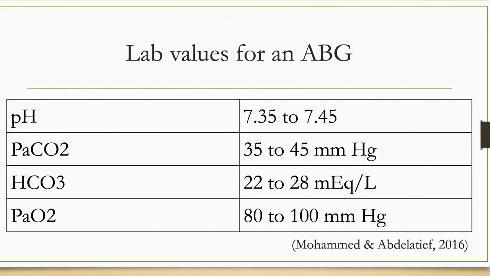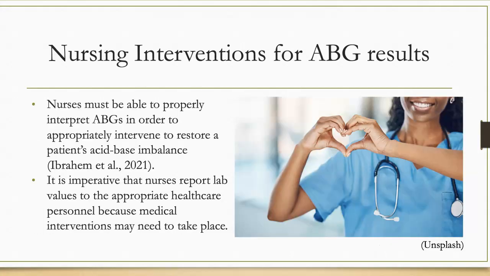A lot of times what I do is I actually flip the 35 and 45 whenever I'm writing my numbers down, so that way I know everything matches. So everything on the left side would be acidotic, and anything on the right side is going to be alkalotic.